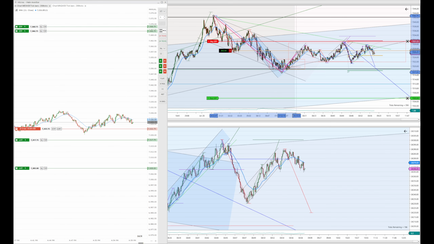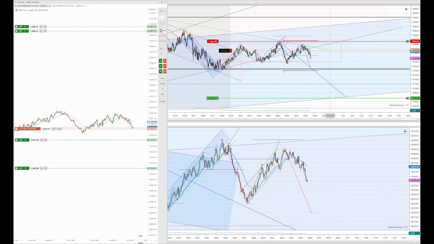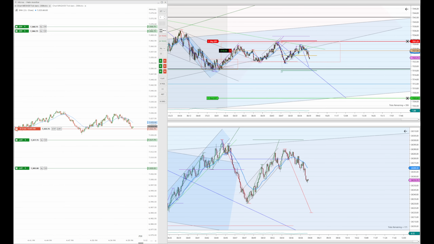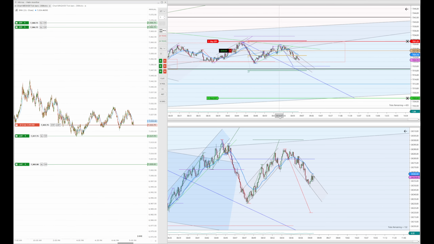So at this moment we have this large fail-sequence entry here. And then we also have this smaller fail-sequence entry, so we'd expect a deeper pullback for this large uptrend, potentially a break. So I think we will hit this 7,000 level. I will pause the video and resume when some movement happens. Okay, so it's moving down nicely.